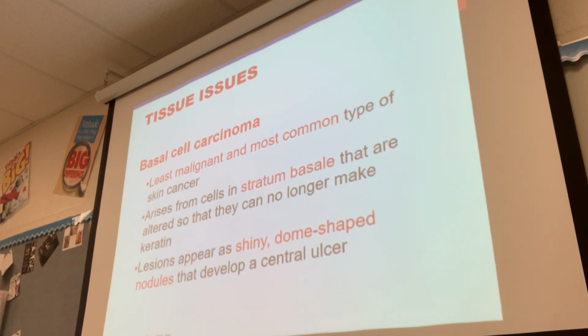Okay, so basal cell carcinoma is the least malignant and the most common. It arises from the stratum basal layer, and it has a shiny dome-shaped nodule. It develops a central ulcer over time, but it's kind of just like a shiny dome, and it's not super dangerous, but it is considered a type of cancer, and it's called basal cell because it comes from the stratum basal layer.